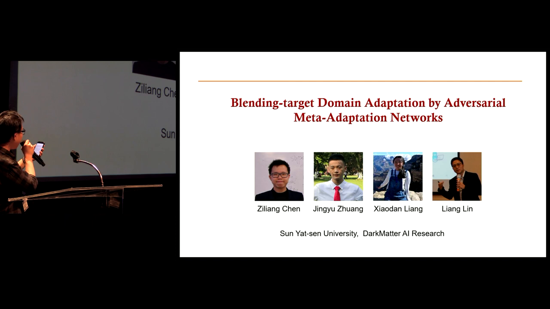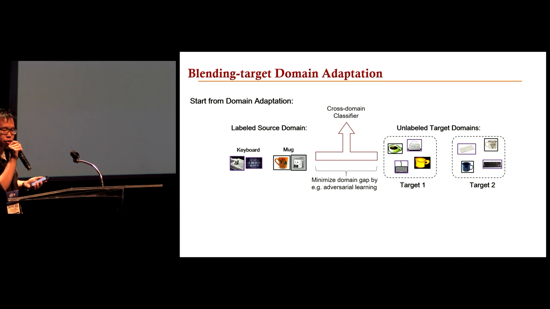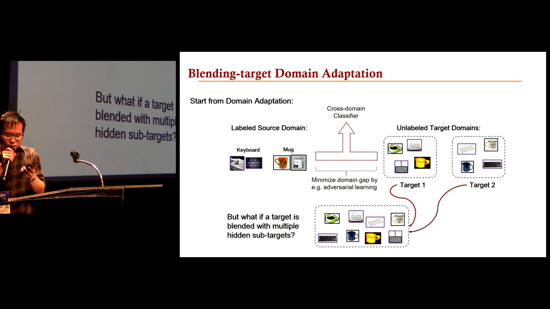As you may know from the previous talk, an ordinary domain adaptation setup includes a labeled source domain and an unlabeled target domain, and seeks a cross-domain classifier based on transferable features, which are learned by reducing the domain gaps between the source and the target. But what if our target domain consists of multiple hidden sub-targets, where we have no idea which sub-target an example is drawn from? We're going to show these problems could be common in practice.